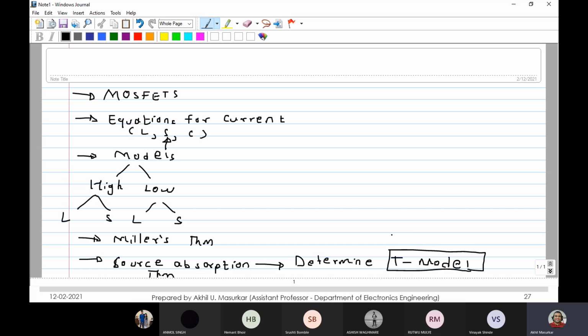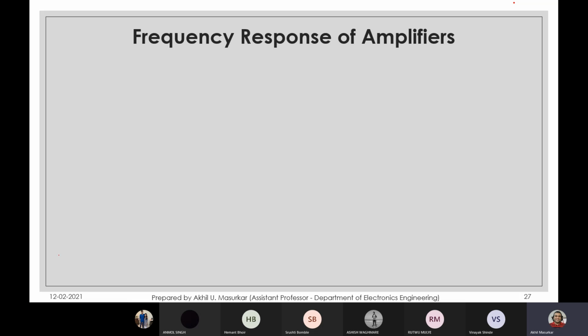So this model we will use as and when required. We will not use this very often. We will use this only in certain cases. Now, let us look at an amplifier and the frequency response of that particular amplifier.